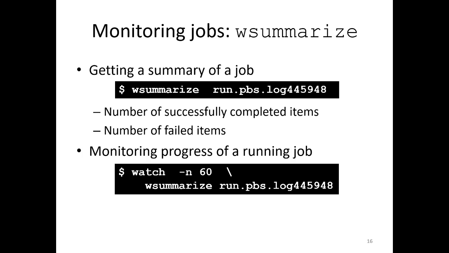So what you can do, for instance, is use the watch command to run w-summarize periodically, so that you can follow up on how your job is doing. Of course, don't do this for days on end. The -n60 means that the command is done every 60 seconds, so every minute. But please don't overuse this, because it will actually load the login nodes, and basically that's not what you want, because it's a shared resource.